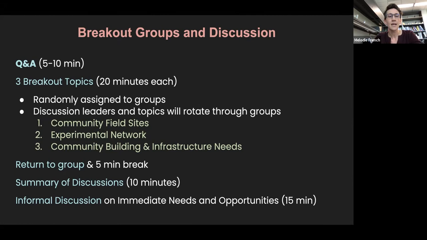At the end, we'll return to the group, take a quick 5-minute break so we can synthesize the discussions, and then we will present them back to you. At the very end, we'll leave about 15 minutes to have an informal discussion on immediate needs and opportunities. So with that, I want to open it up.